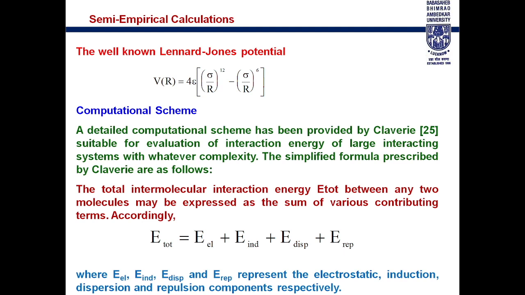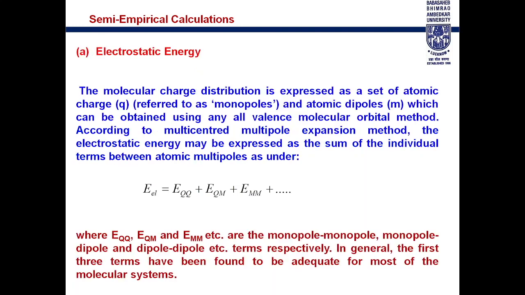Intermolecular interaction energy between any two molecules may be expressed as a sum of various contributing terms. Accordingly, E total is equal to E electrostatic plus E induction plus E dispersion plus E repulsion, which represent the electrostatic, induction, dispersion and repulsion components respectively.